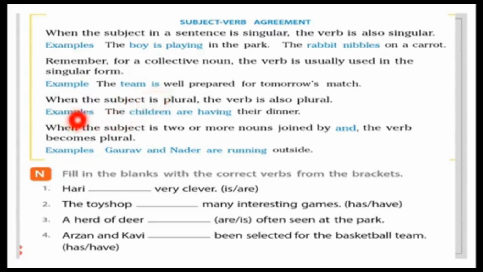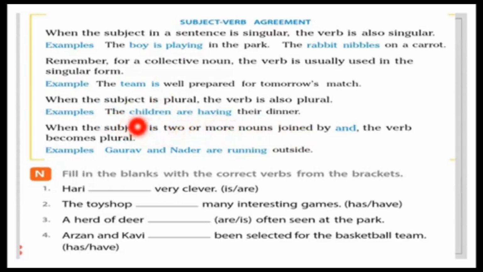Now, let's look at the next sentence. When the subject is plural, the verb is also plural. For example, the children are having their dinner. Here, what is the subject? The children. Then, what is the verb? Are having.